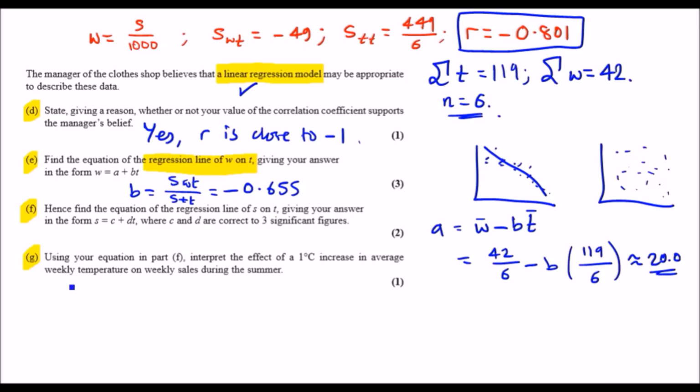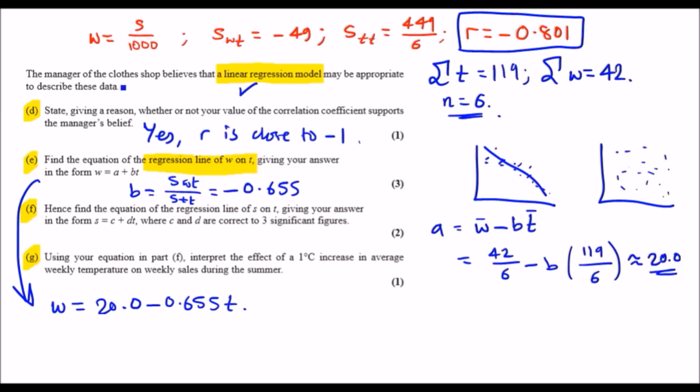So we've done E now, so this means that if I was to write the equation formally, it would be W equals A, which was about 20.0 minus 0.655t. Now F is very similar. Hence find the equation of the regression line of S on t, giving your answers in the form S equals C plus dt. So the only difference here is that W is now replaced with S.